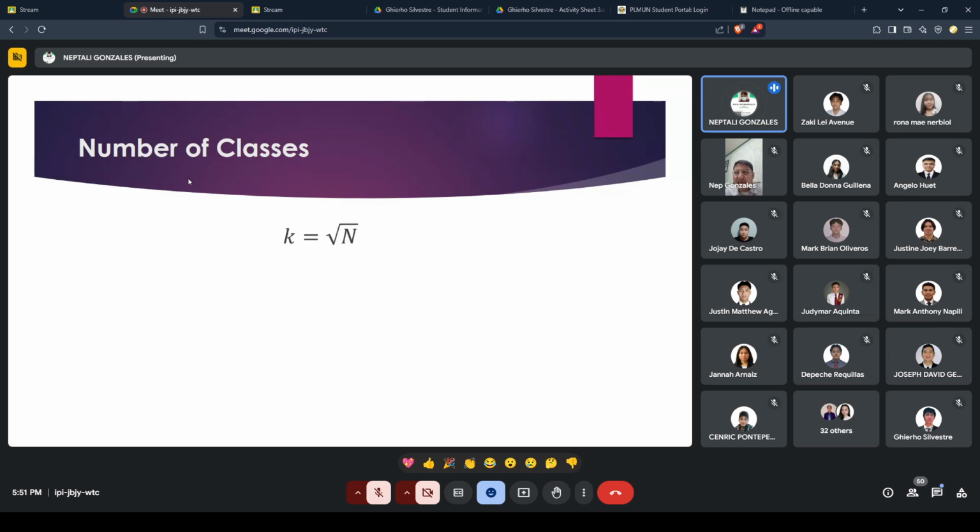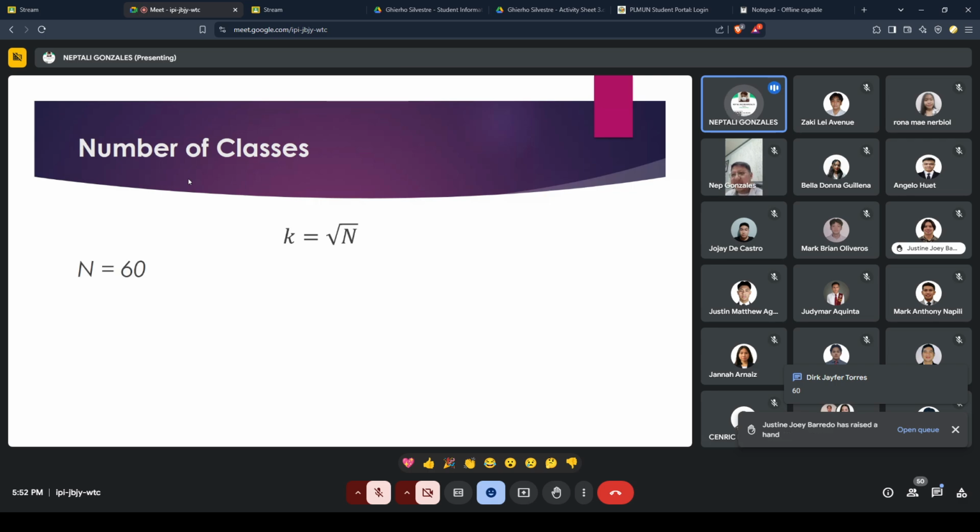So to compute, K is equal to the square root of N. How many observations again do we have? It is stated in the table. How many observations? What is your N? Justin? 50 po kasi. Is it 50? Okay, Dirk. It's 60. Your N is equal to 60. There are 60 respondents that were classified under the SIS.